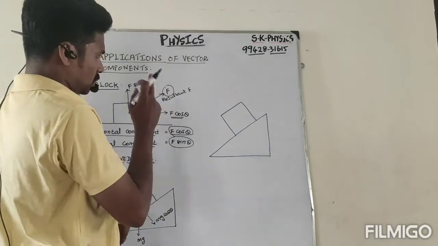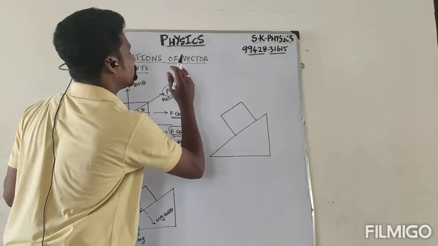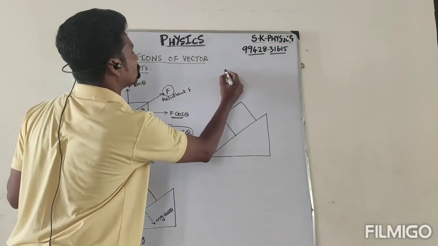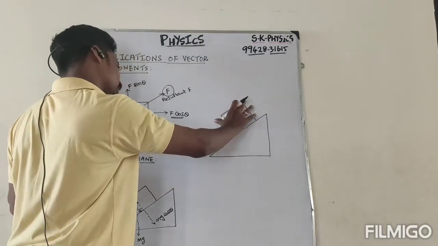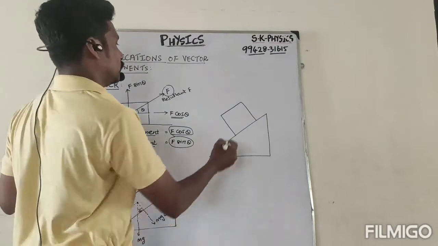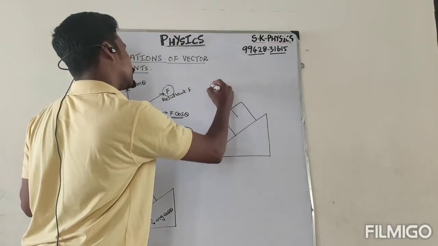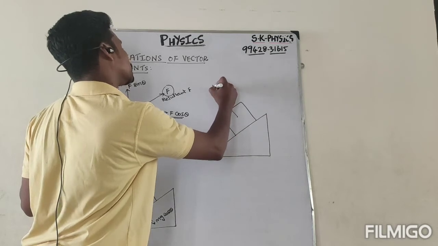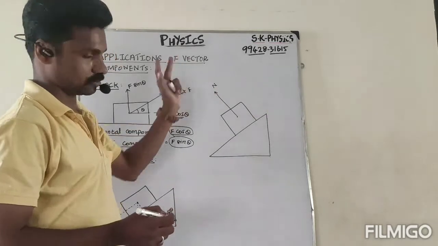Listen, students. Here, you know very well, it is the inclined plane, it is the block, it is the normal. We are going to use this frequently in the fifth chapter. It is a normal, so it is represented by N. You forget that one now.